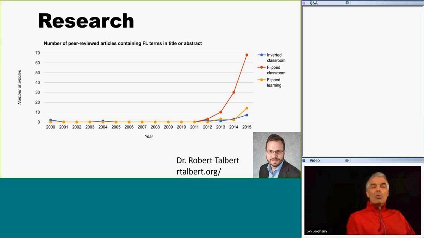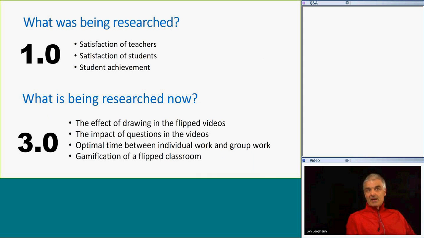It's amazing. But what made it more amazing is the kinds of questions that used to be asked versus being asked now. So in the old days, if you will, the research was focusing on three key things: satisfaction of teachers, satisfaction of students, and test scores. But now it is a very different type of question. What's the effect of drawing on the flip videos? What is the impact of questions in the videos? What is the optimal time between individual and group work, and how do we gamify the flipped classroom? The many other research questions being asked.